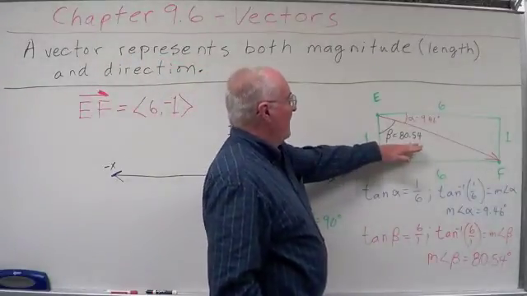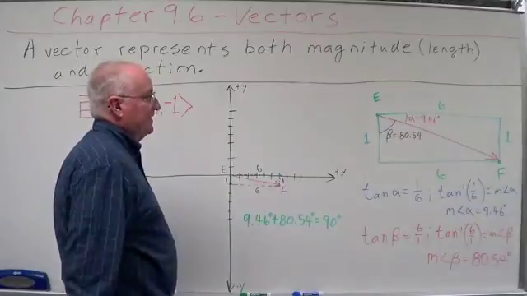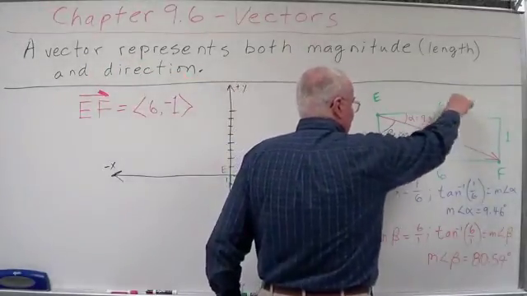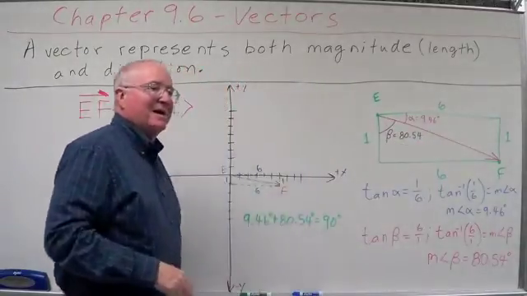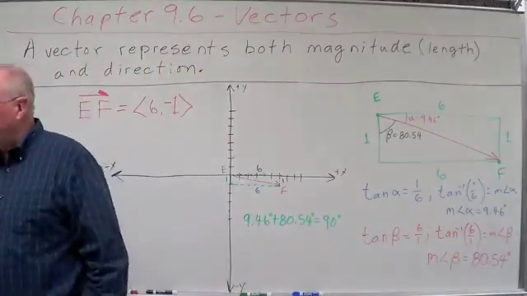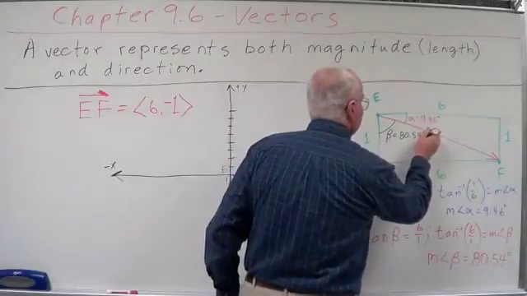We also know that if we're coming from the negative y, well, it depends. We're going clockwise coming off the positive x-axis. If we come off the negative y-axis, we're going counterclockwise 80.54 degrees there. Okay, so now we've got our degrees.